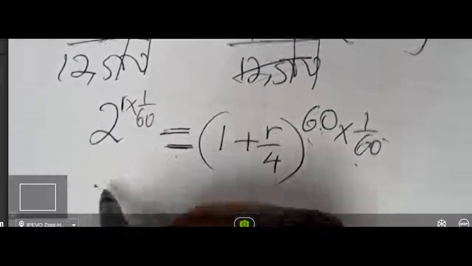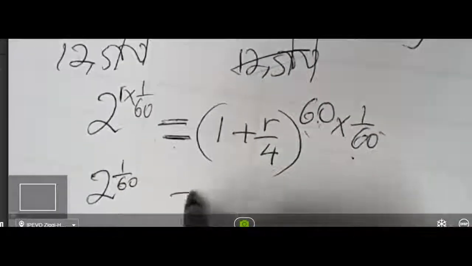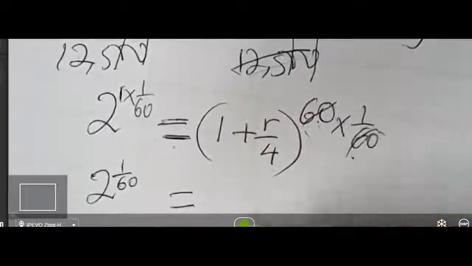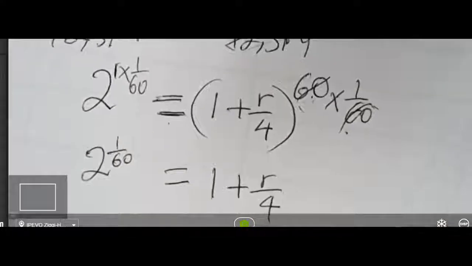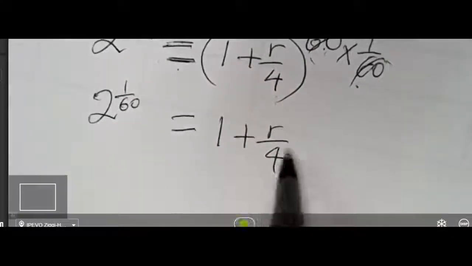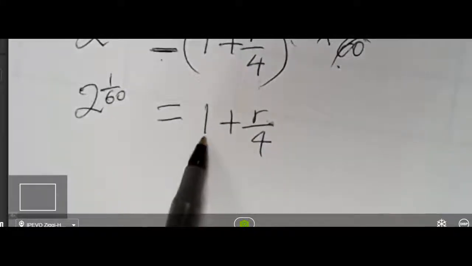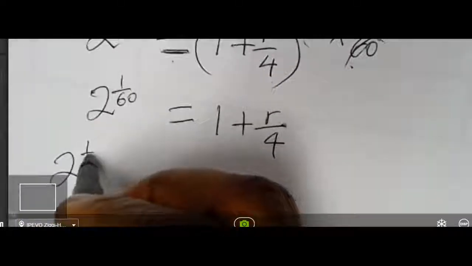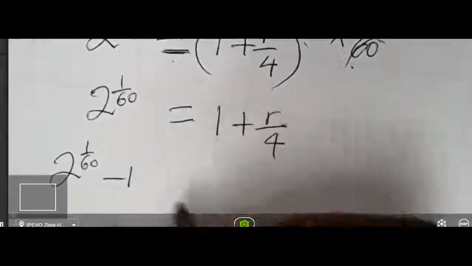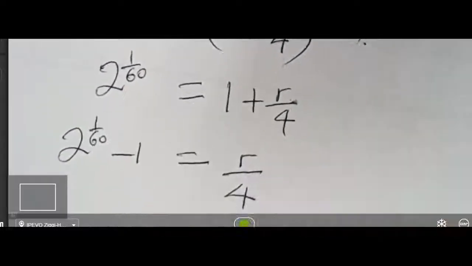So that will become 2 to the power 1 over 60 equals, this will cross out and become 1, so we are left with 1 plus r over 4. So the exponent is gone on that side because our concentration is on the r. This one can have an exponent, that's fine. Next, we can subtract 1 from both sides. So that would be 2 to the power 1 over 60 minus 1 equals r over 4.